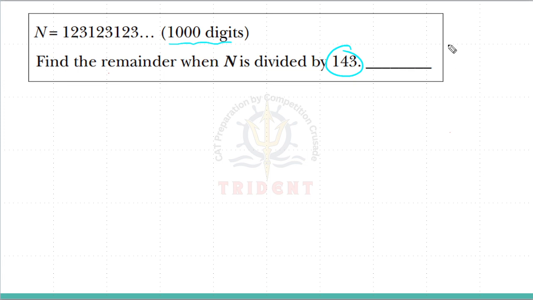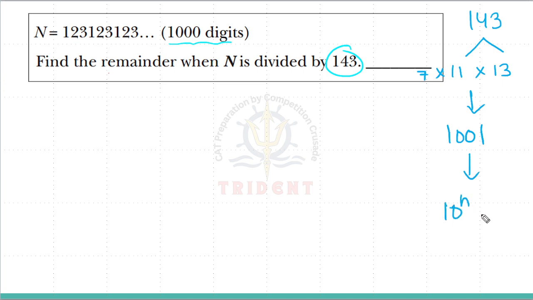Now I was posed with a similar question and I felt that I just wanted to solve it logically for some reason. 143, I want to break this number into primes. It straight away gives me 11 into 13. Now I know that 11 into 13, if I would have just multiplied a 7 into it, this would have transformed into 1001, which also should tell you that this is of the form 10 raised to the power n plus 1, which is 10 raised to the power 3 plus 1 very precisely.